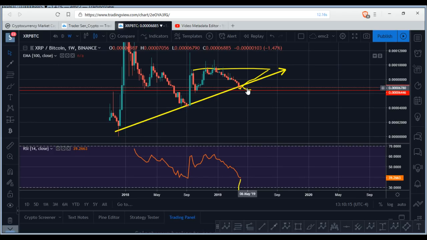BTC is starting to look weak, so you can expect at least XRP to pick up some volume off of BTC. I'm going to take a look at Tron.